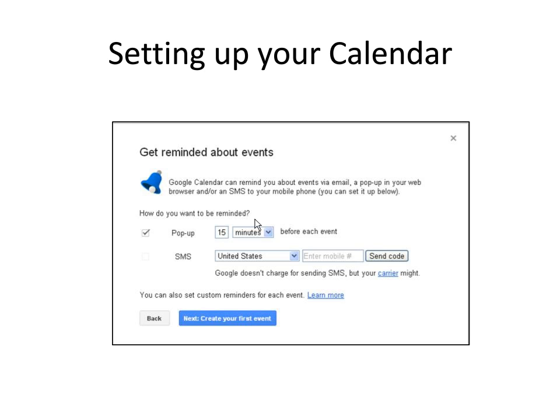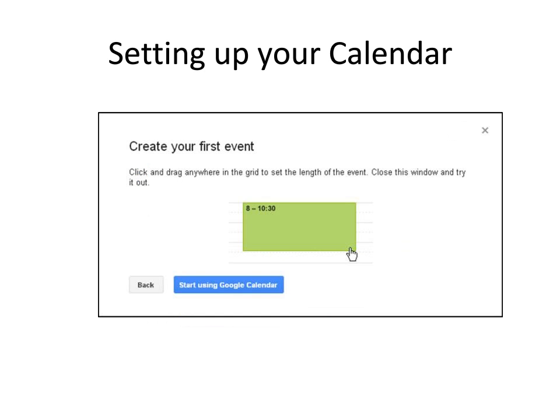This next step establishes your reminders about pre-scheduled events. You are able to schedule a pop-up reminder, or you can have a text message sent to a mobile number. Choose your preference and set your default minutes. Once you have done that, click Next.